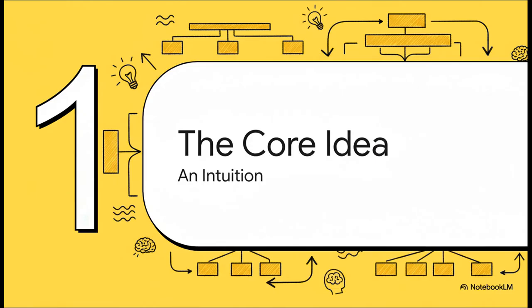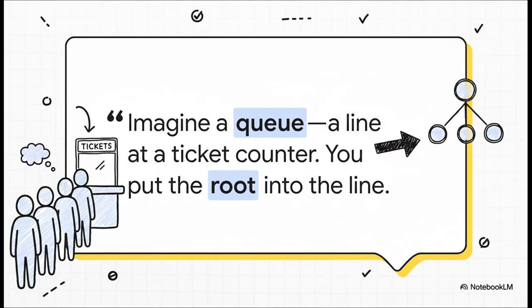Okay, before we even think about writing a single line of code, let's just build a solid intuition for this. Because trust me, the core idea is actually super simple once it clicks. Let's think about it with an analogy. Imagine you're in line for a movie. The first person who gets in line is the first person who gets a ticket, right? It's a classic first in, first out system. We're going to use that exact idea. The very first thing we do is take the root of our tree and put it in line.